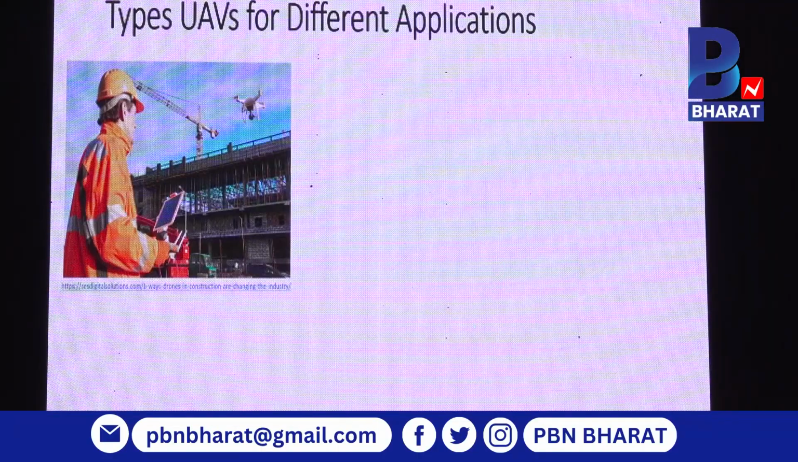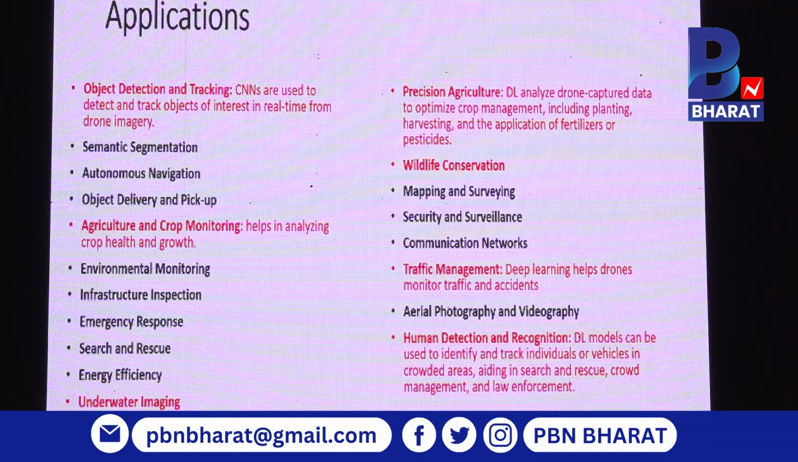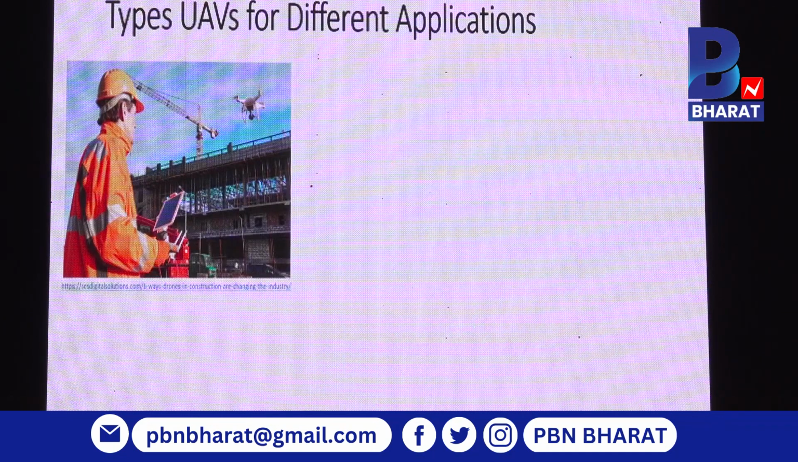And in the red colors, this is what we are doing. At IIT Goa, I'm working on object detection, tracking, agriculture, crop monitoring, underwater imaging, and wildlife conservation. We are also working on precision agriculture, human detection and recognition, and traffic monitoring. We are working on using drones and other things too.